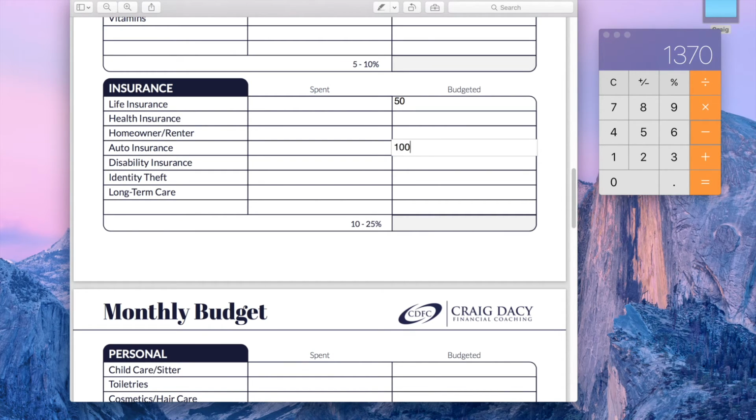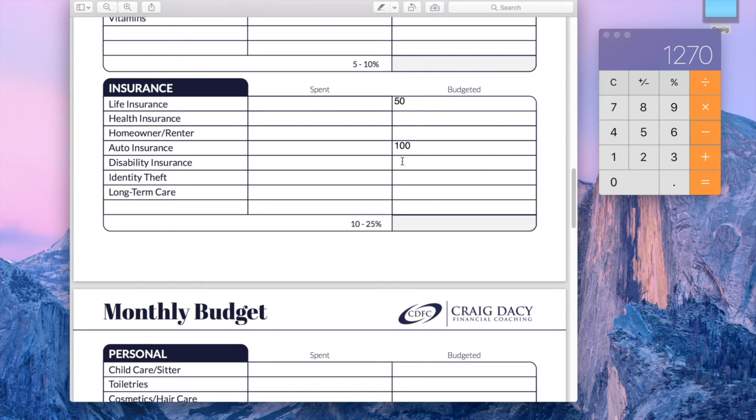Auto insurance, different for everybody. This is luckily a usually predictable one. So depending on how you pay it, if you pay it monthly, put it in there. If you're somebody who does the six month to a year premiums, you could set the money aside every month and be ready for it. I wouldn't wait till the year comes and have to front a huge bill.